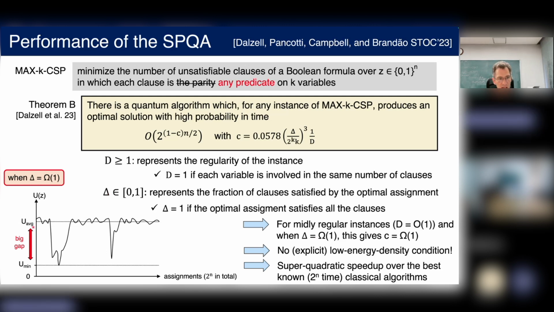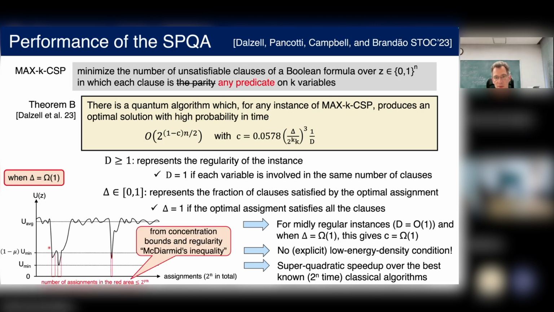Okay, and you can see it here. So when delta is a big O of 1, what does it mean? This means that there is a big gap between the average number of unsatisfiable clauses and the minimal number. So you have a big gap here.